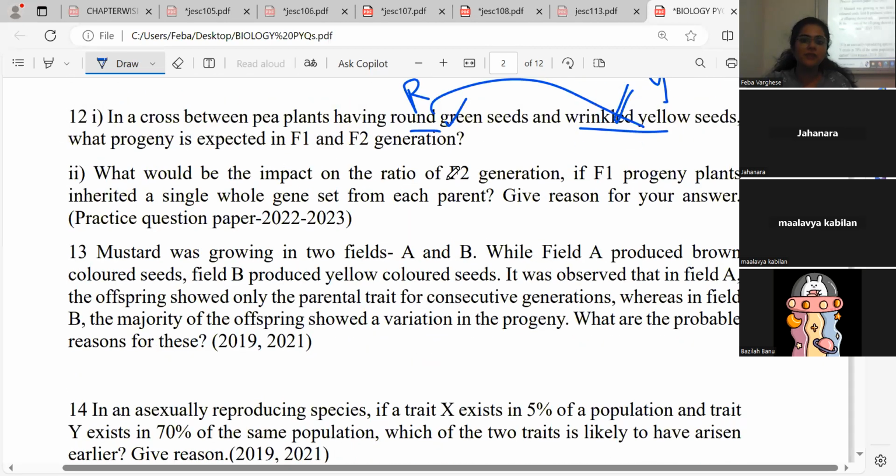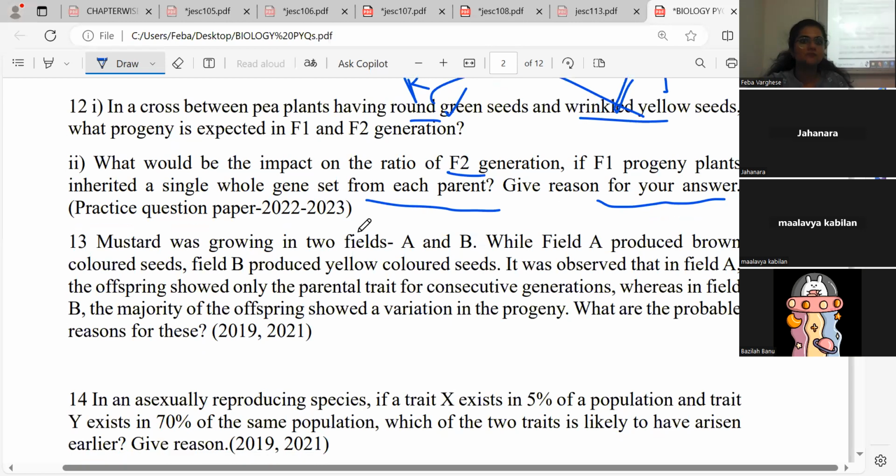Now, what would be the impact on the ratio of the F2 generation if the F1 progeny plants inherited a single whole set of genes from each parent? That leads to polyploidy, and the ratio is not going to remain as 9:3:3:1. They are going to inherit the entire set of chromosomes from each parent. Since it's the entire set of chromosomes that is donated, the ratio will deviate from 9:3:3:1. That's what you are supposed to write over here.